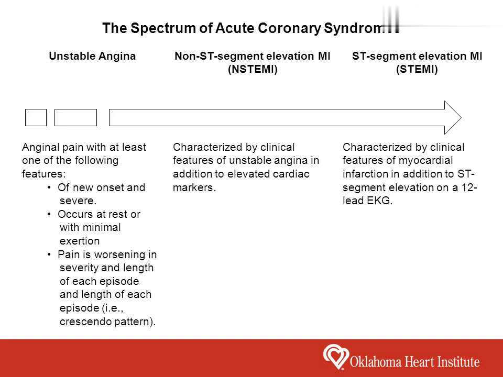Unstable angina is anginal pain with at least one of the following features: of new onset and severe; occurs at rest or with minimal exertion; pain is worsening in severity and length of each episode, a crescendo pattern. NSTEMI is characterized by clinical features of unstable angina in addition to elevated cardiac markers. STEMI is characterized by clinical features of myocardial infarction in addition to ST segment elevation on a 12-lead EKG.